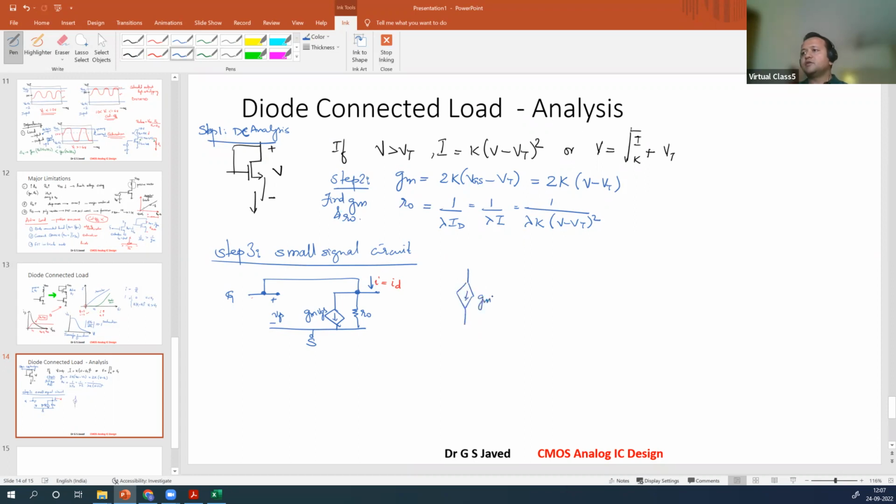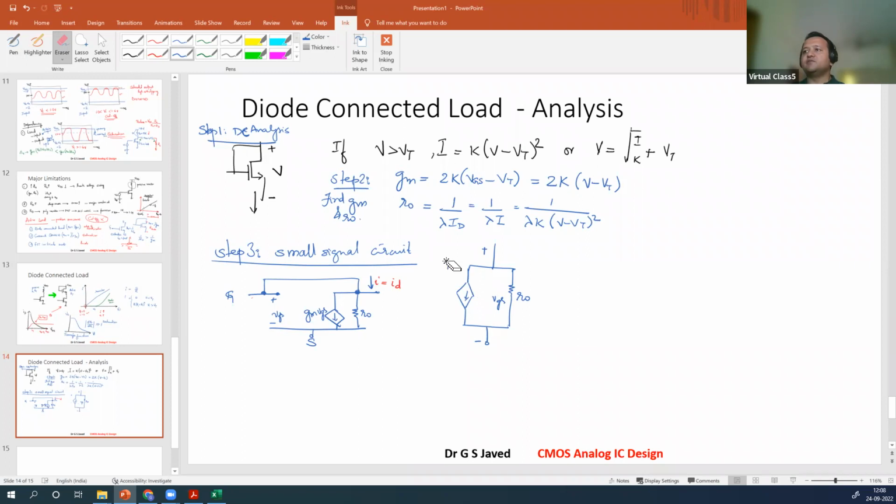So this is Gm VGS and R naught. Now, since the gate and drain are shorted, your VGS is here. So this is plus and this is minus at the source. So the VGS is given here. You have the same Gm VGS current flowing through, R naught flowing through. So this is the only effective design that you have. Understood? Make life simpler.